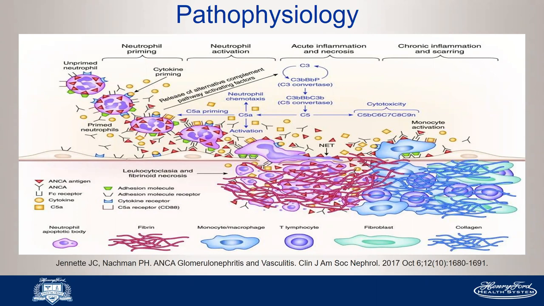And it's important to remember, so you have the neutrophils, you have the complement pathway, you have the T cells, and the macrophage, and eventually the fibroblasts that will lay down the fibrinogen network and collagen.